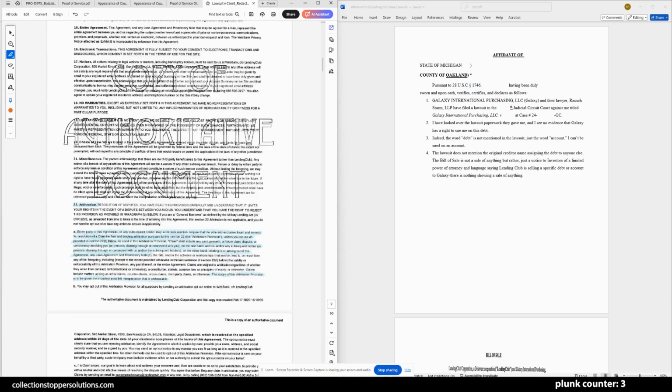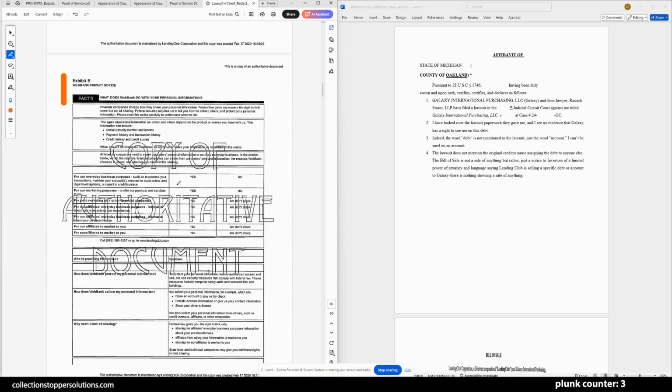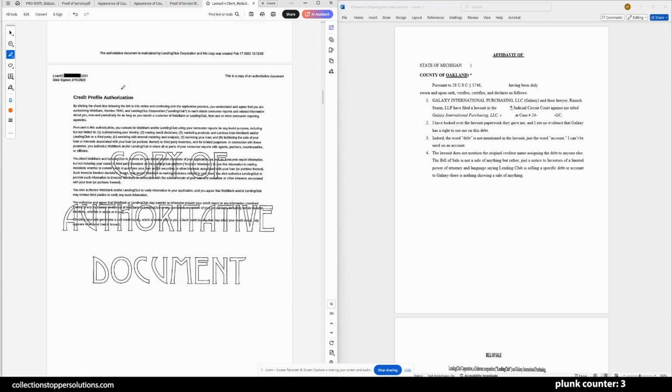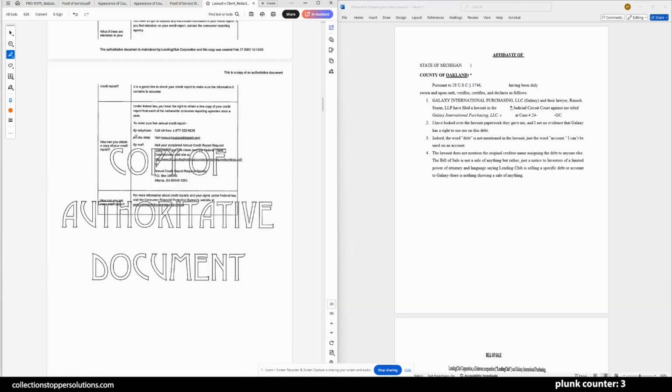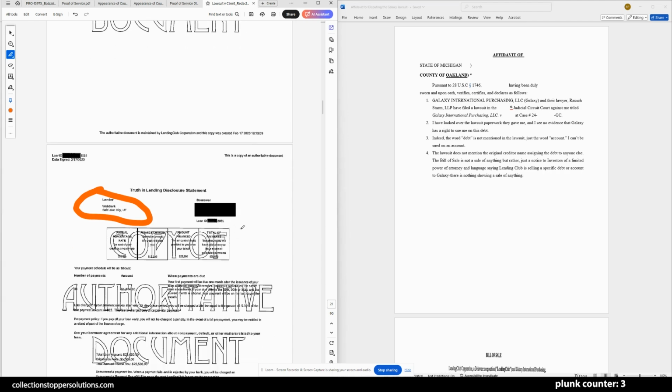So that is the actual contract. And it's quite a large one, obviously. There's Web Bank's privacy notice. So we know it's a Web Bank debt. No doubt about that. There's a Web Bank credit score notice. And the most important document in any loan is the truth in lending disclosure statement. That is a count of action or a complaint on its own if that's wrongfully filled out. But here we only need it to show it is a Web Bank debt.